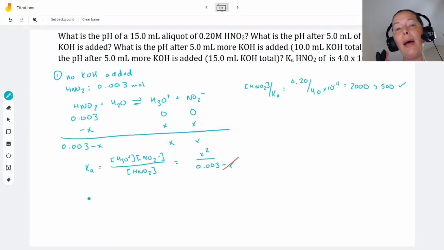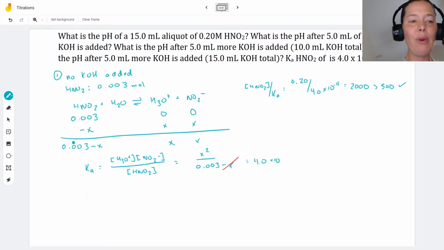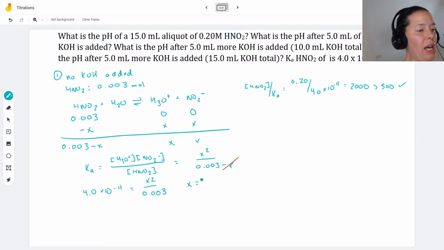That makes this equation much, much easier to solve. So of course my Ka, I actually have a value for it. You know what? I changed my mind. Instead of writing it here, I'm going to go down to the next line. I think that'll make this a little more clear. So this is my value for Ka. That equals x squared over 0.003. So my value for x is 0.0011.